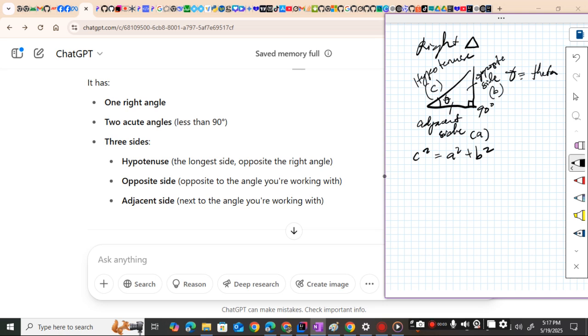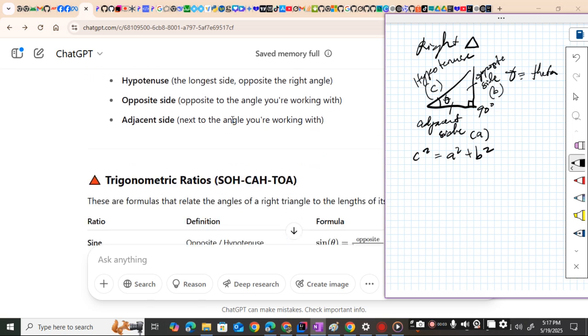This longest side, C, is given a special name, and it's called the hypotenuse. So that's more or less how we name the sides of the triangle. Now let's move on further.